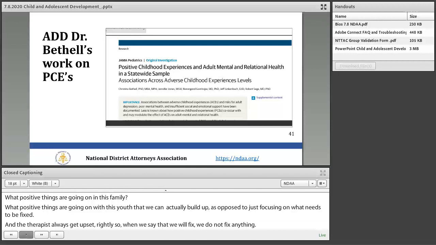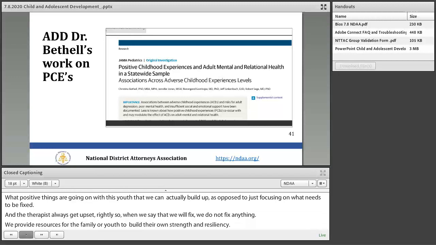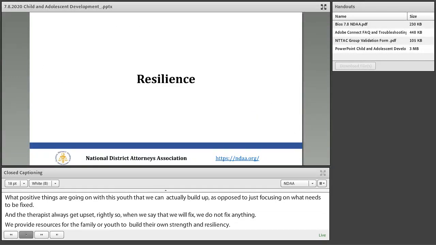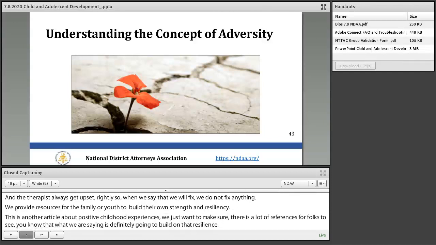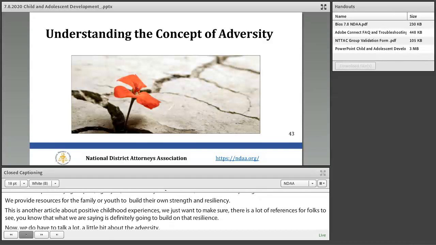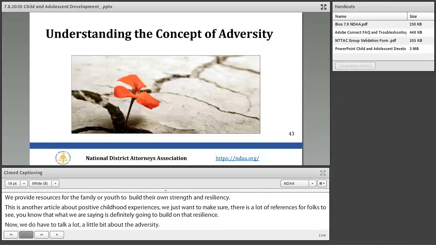This is another article that we've got about positive childhood experiences, and we just want to be sure that there's a lot of references for folks to see that what we're saying is definitely going to build on that resilience. Now, we do have to talk a little bit about the adversity, but to me, that would be more on the adjudication part of it.